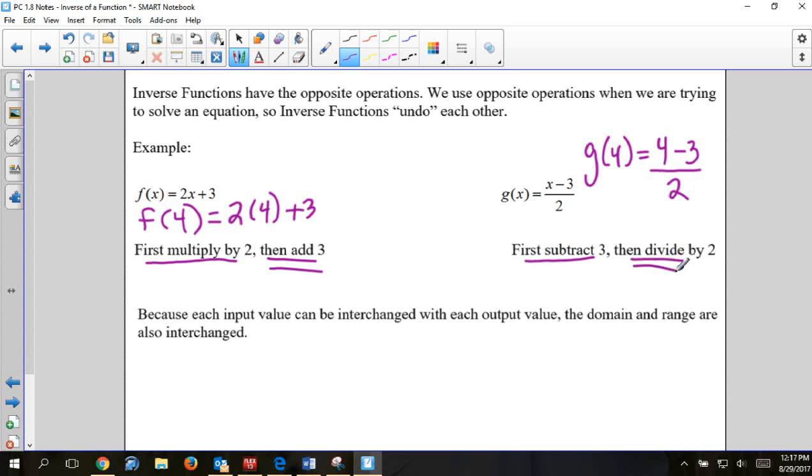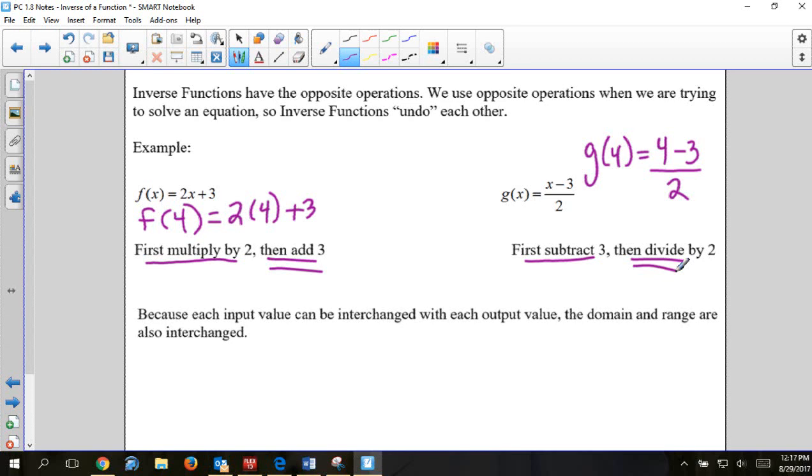So you see how these operations are completely opposite operations. What's the opposite of multiply? Divide. What's the opposite of add? Subtract. They're opposite operations and they're in the opposite order. So they completely undo each other. That's what inverses do.